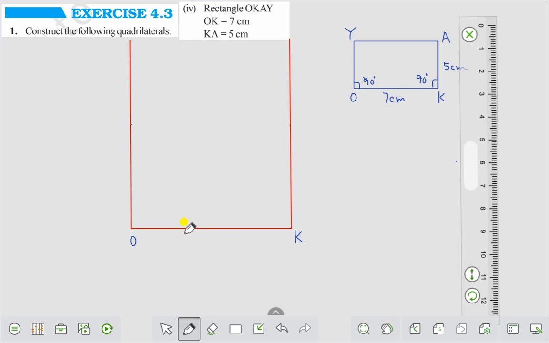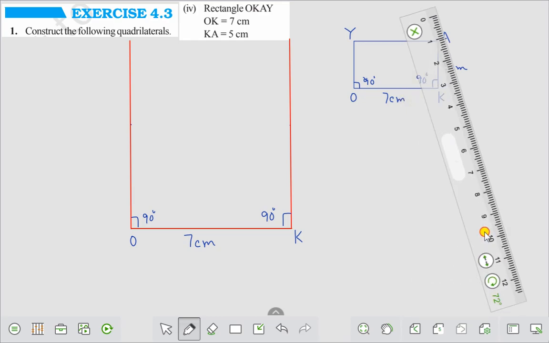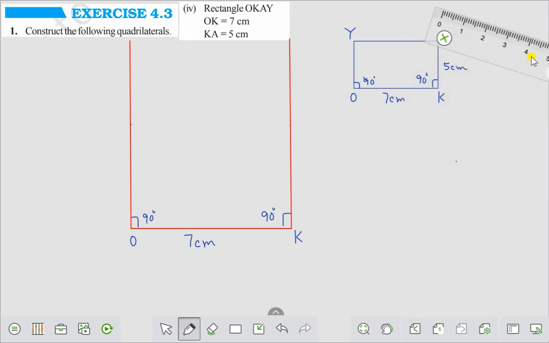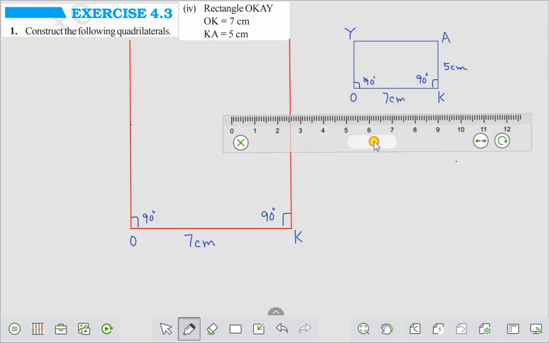This is 7 centimeter, and this is 90 degrees, and this angle is also 90 degrees. Now we'll find point A with the help of the ruler.